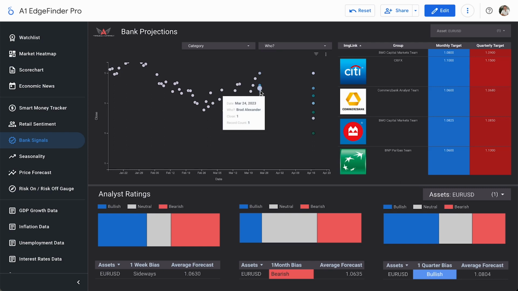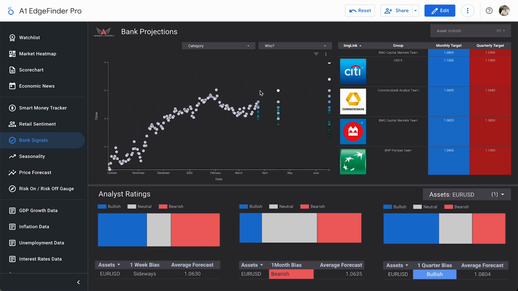So if we hover over them on a weekly basis, we can see analyst ratings, where each one of these analysts, you can see their name there. So Brad Alexander, he is a market analyst, where he believes Euro USD is heading. So from yesterday on a weekly bias, he believes that price is going to come down.